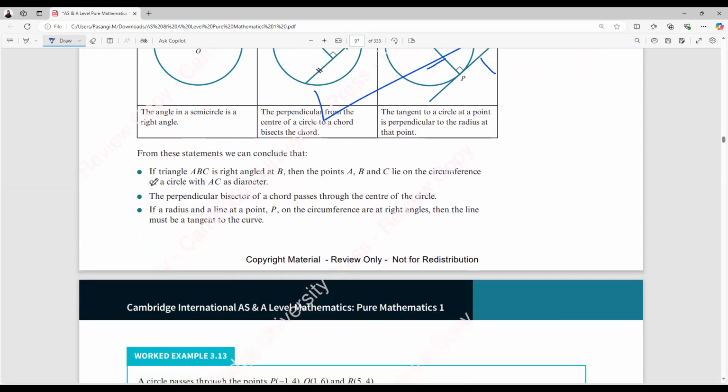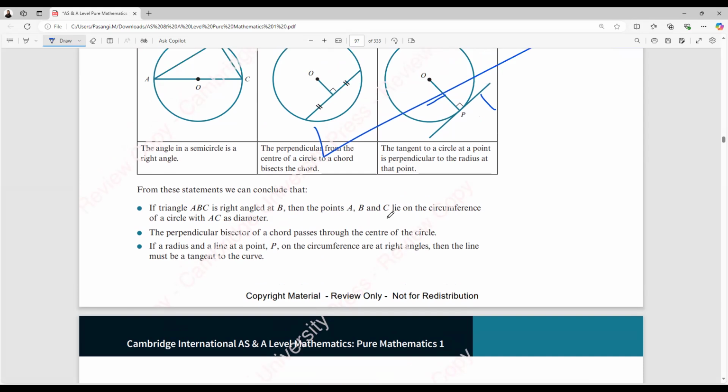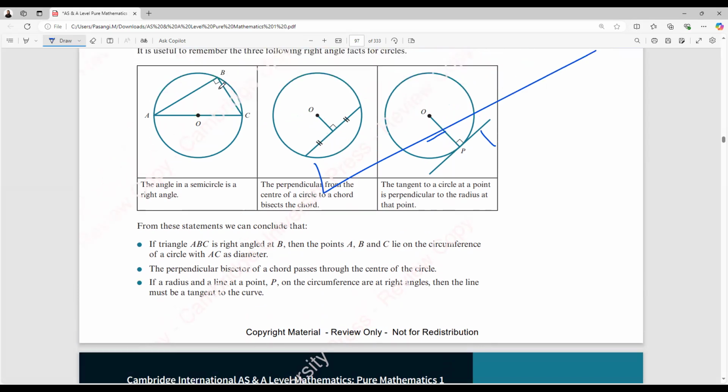From these statements, we can conclude that if triangle ABC is right angled at B, then the points A, B, C lie on the circumference of a circle with AC as a diameter. So if this angle is 90 degrees, we can say that all these three points lie on the circumference of a circle with the diameter AC.